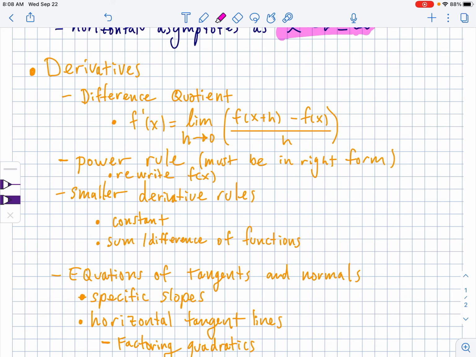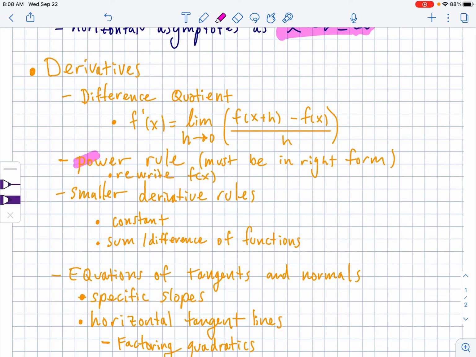Then the big topic in this unit has been derivatives. We did do a few problems doing the difference quotient. So the difference quotient is this big formula right here. Remember that it essentially comes from slope, that this is kind of like a rise over run. The rise is f of x plus h minus f of x, and then the run is on the bottom, which is h. You're doing that as h approaches 0 because you're turning a secant line into a tangent line with a limit approach.